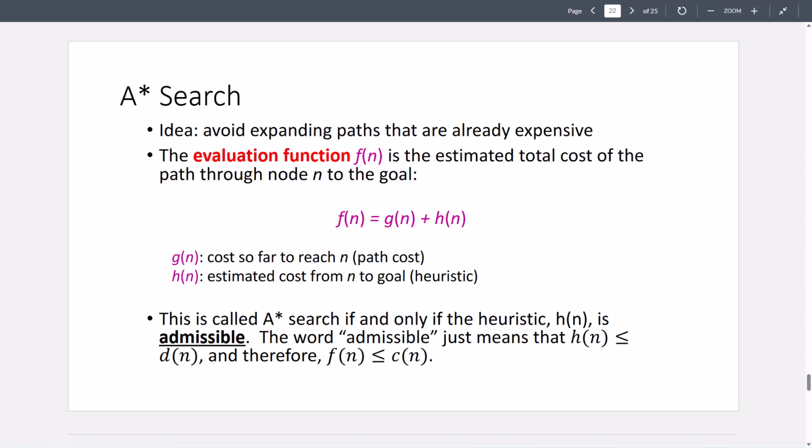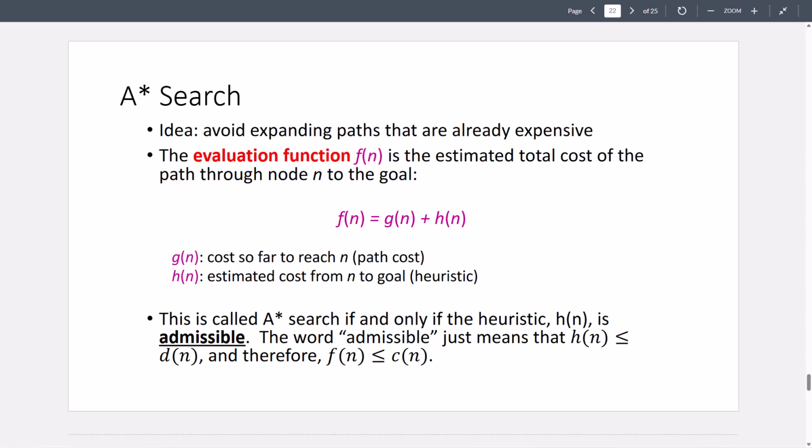Both have problems. Now, A-star search combines the strengths of both and forgets about the problems. The key idea is that A-star evaluates each node with this formula, f of n equals g of n plus h of n, where the g of n part is contributed by UCS and the h of n part by the greedy best first search. G of n stands for the cost so far to reach node n. We also call it path cost. H of n is the estimated cost from n to the goal, which is the heuristic.